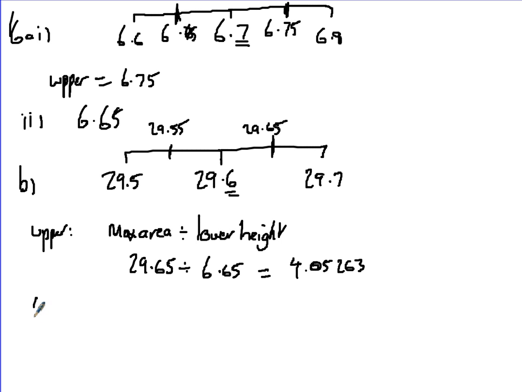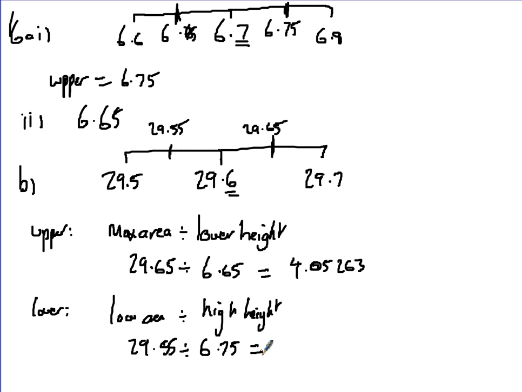And then we'll do the same thing but the lower this time. What we want to do is take the lowest area and divide it by the highest height, the biggest height if you like. So that's 29.55, divided by 6.75, which then gives us 3.97778.